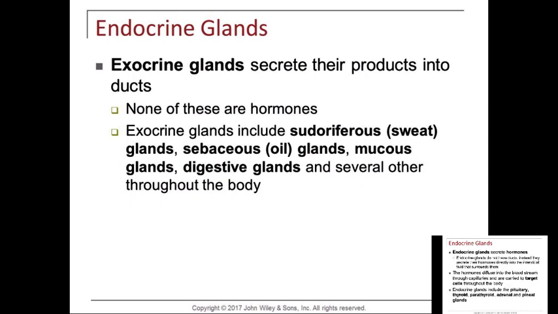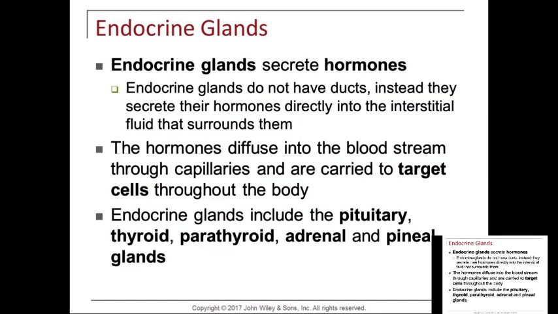The endocrine glands secrete hormones. Endocrine glands do not have ducts. Instead, they secrete them directly into the interstitial fluid. The hormones diffuse into the bloodstream through the capillaries, and they carry to the target cells. The endocrine glands include, and I'll show you an illustration that shows a variety of them, we'll go through some of the hormones that are released, the pituitary gland, pineal gland, thyroid, parathyroid, adrenals, and many, many others.